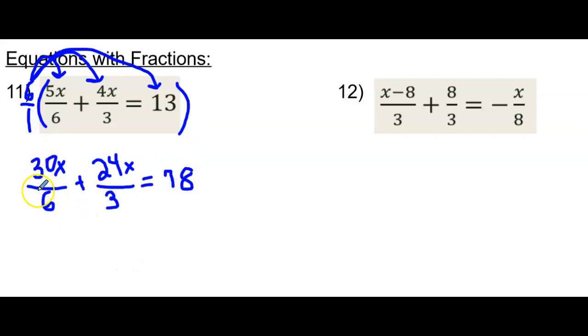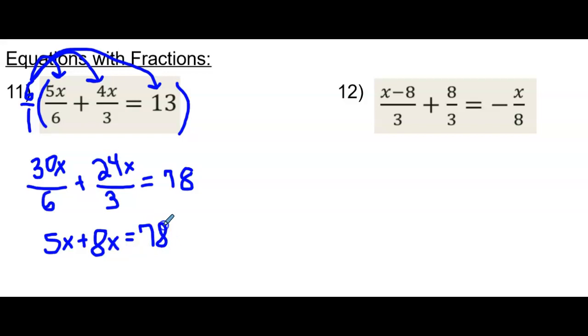So 30 divided by 6 is actually 5. So this reduces to just 5x. And the next one, 24 divided by 3 is 8. So this reduces to 8x. And together that equals 78.